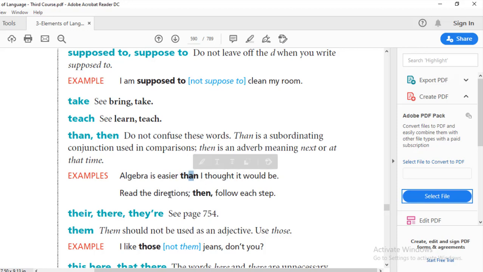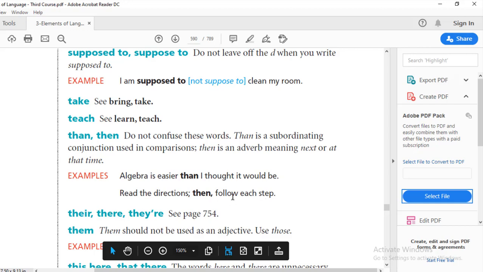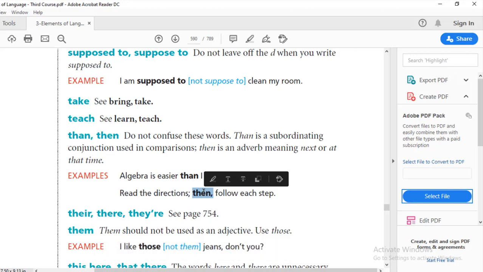But whenever you use it with the meaning of then, like after that, use then, right? I know that most people know that, but you need to avoid these mistakes because while writing, everything is different. So read the direction, then follow each step. So then here means after that, later, the next step, next, right? But than here is used for comparative, smaller than, and that's the difference.